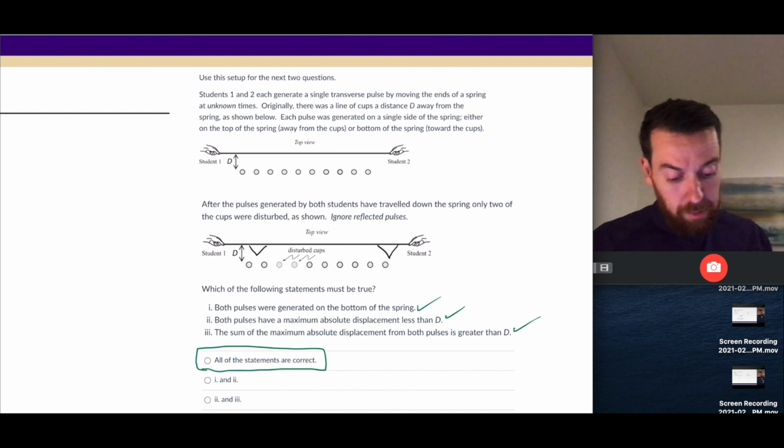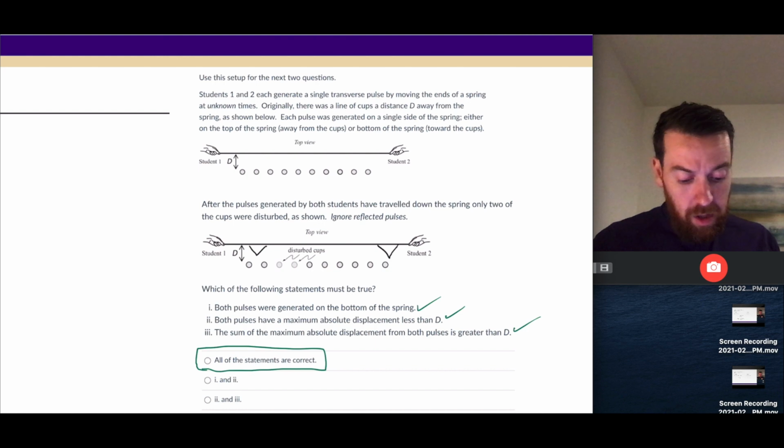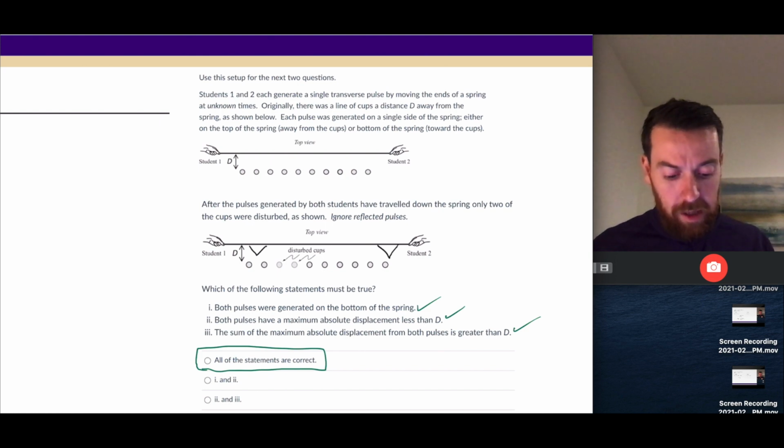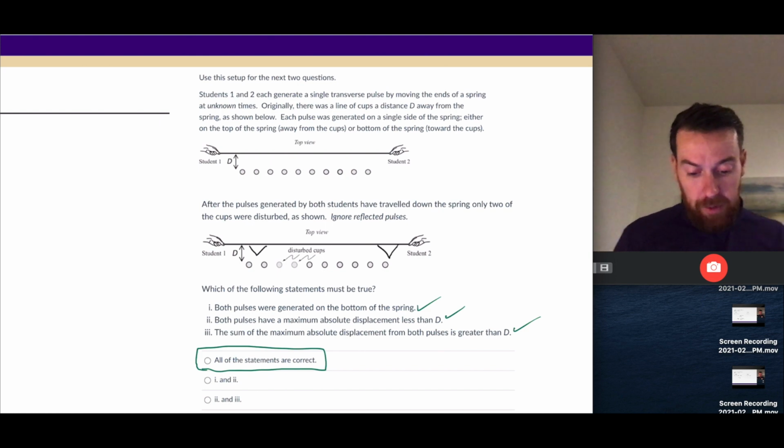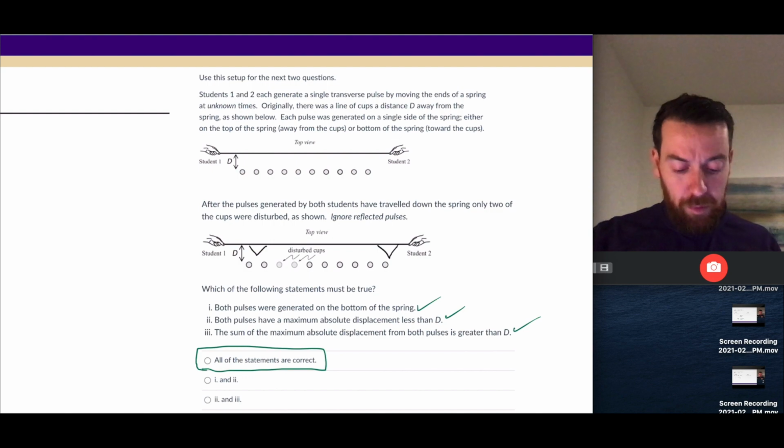So they're definitely generated at the bottom, otherwise we wouldn't disturb any cups. They have an absolute displacement less than d, otherwise we would knock out all cups. And the sum of the maximum displacement is greater than d, again it would have to be in order to knock out 2 of the cups that are shown. Okay, I think that's the same for both versions.